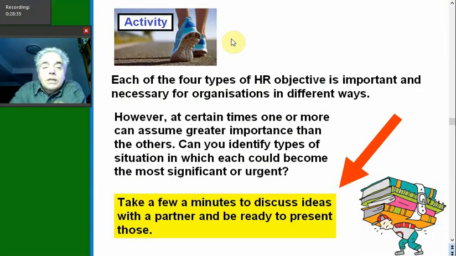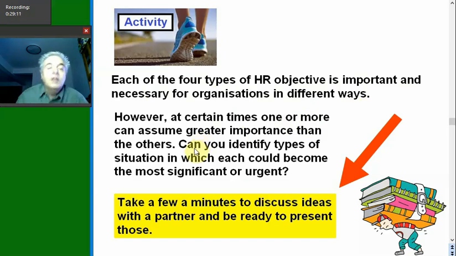All right, so I explained the four objectives. Now we have to do this activity that I was warning you about before. That's why I asked you to pay attention to those four objectives. So let's review the activity again. Each of the four types of human resources objective is important and necessary for the organization in different ways. You notice they have different objectives; they deal with different aspects of the company. However, at certain times, one or more can assume a greater importance than the others. It depends on the situation.